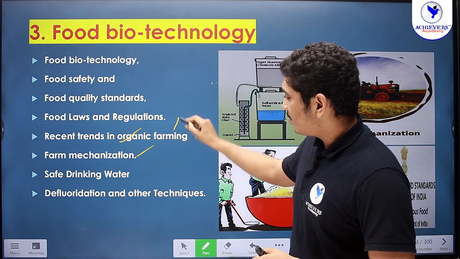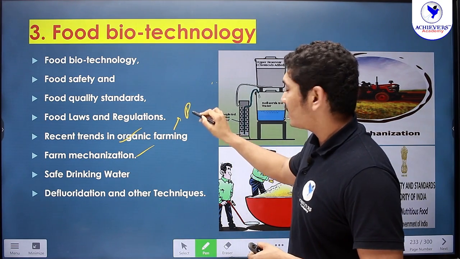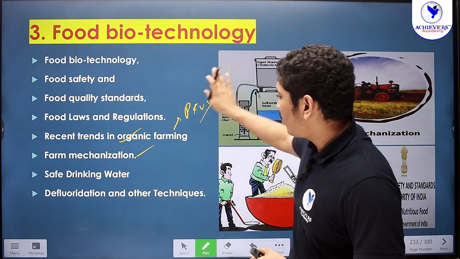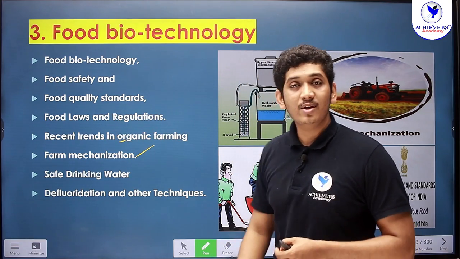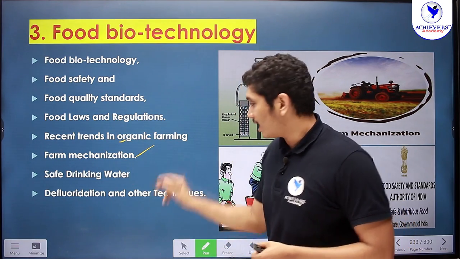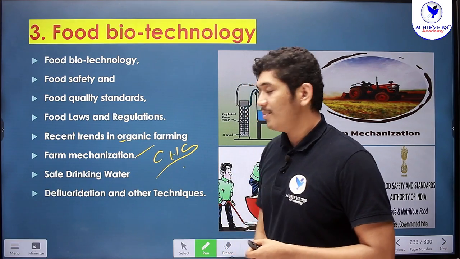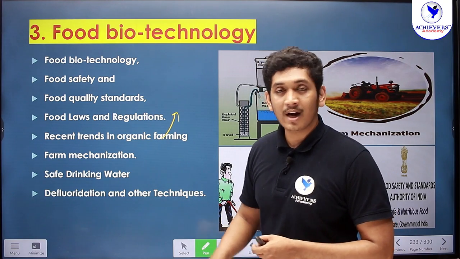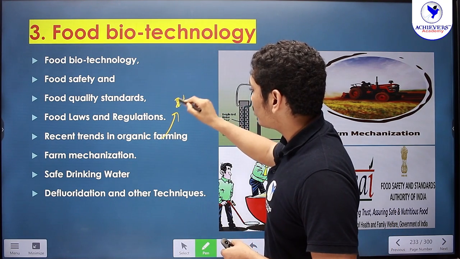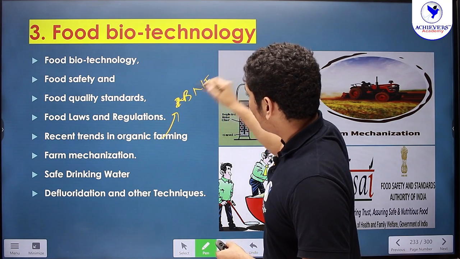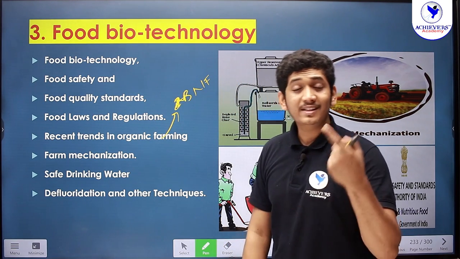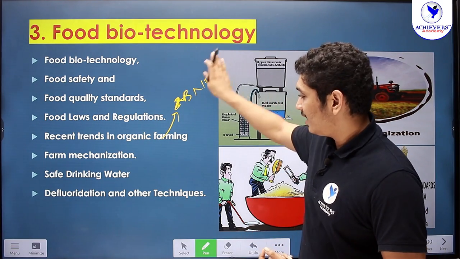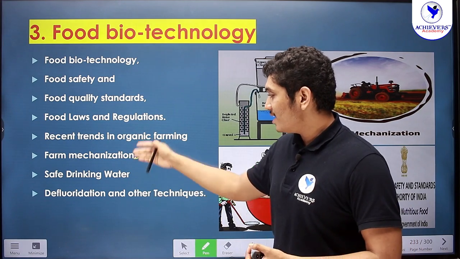For example, in organic farming you have Paramparagat Krishi Vikas Yojana, Per Drop More Crop, and Krishi Sinchai Yojana. In farm mechanization, there are custom hiring centers; all this I will be teaching you. Within organic farming, I will also help you understand zero budget natural farming, ZBNF, and what the components of zero budget natural farming are. That also will be dealt with here. Next is farm mechanization, which I have done.